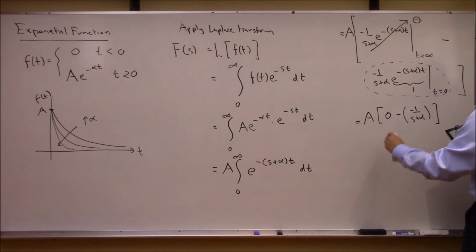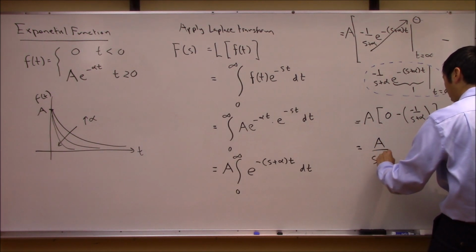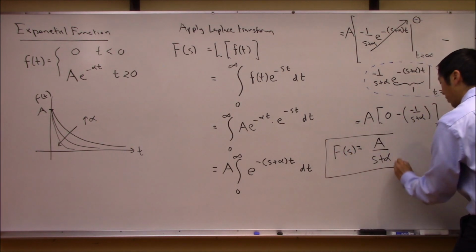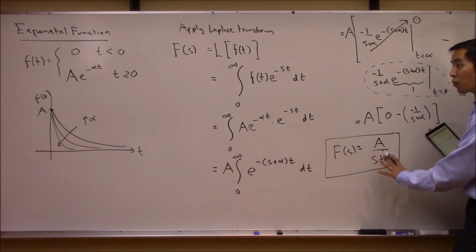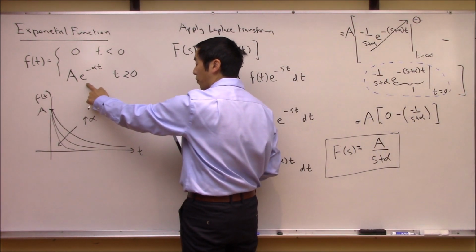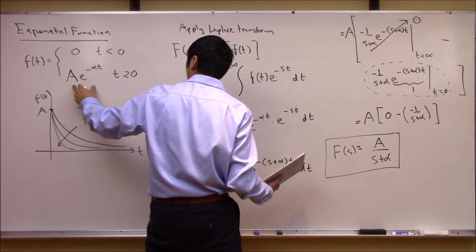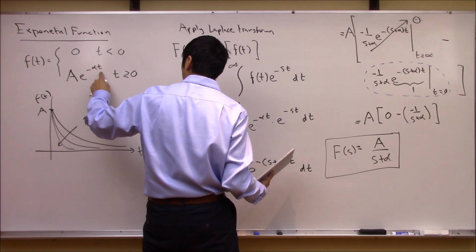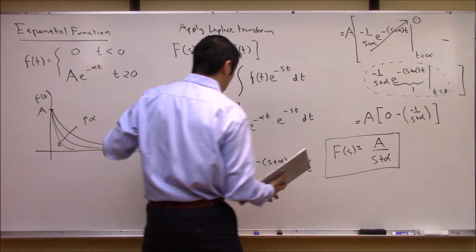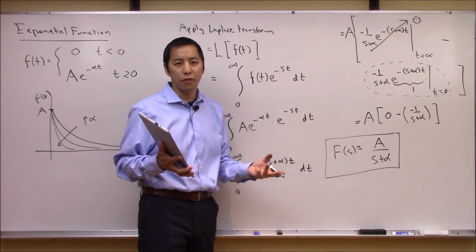So you boil this all down, and we end up with a over s plus alpha. I can box this up, and this is what we have. The original function in the time domain was an exponential that we were very comfortable with. In the Laplace domain, whenever you think a e to the minus alpha t in the time domain, just think of it as a over s plus alpha. These two are equivalent. It's just looking at it from a different point of view.